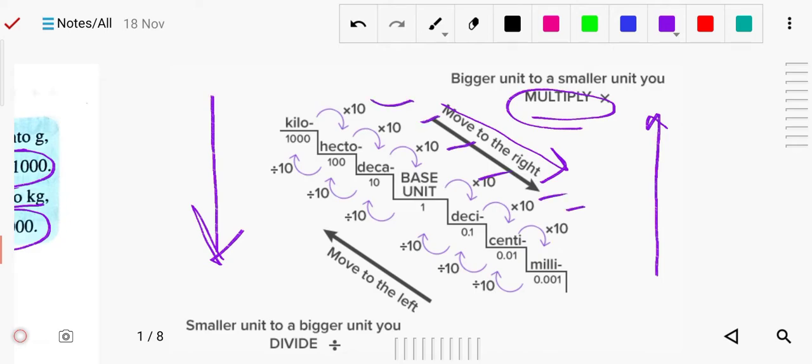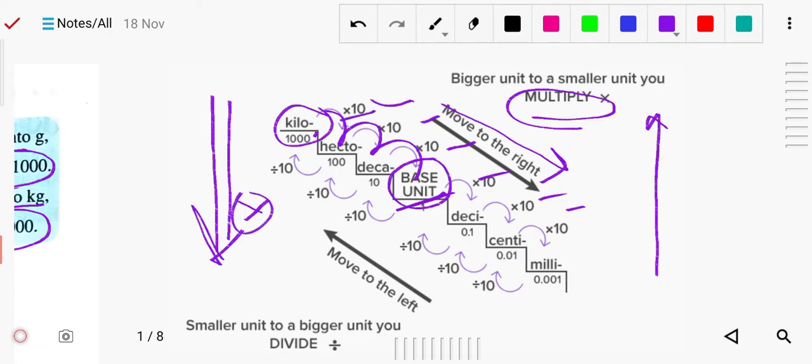Like for kilo to the base unit, which for mass is gram. So kilo to gram, how many steps are we coming? 1, 2, 3, and we are coming from up to down. Up to down means we will multiply. So how many tens are there? 3 tens, so 10 into 10 into 10 means 1000. So this chart is very important, you have to learn it.